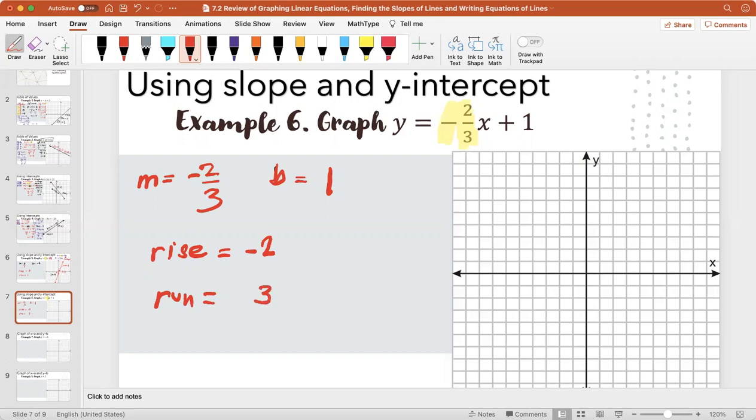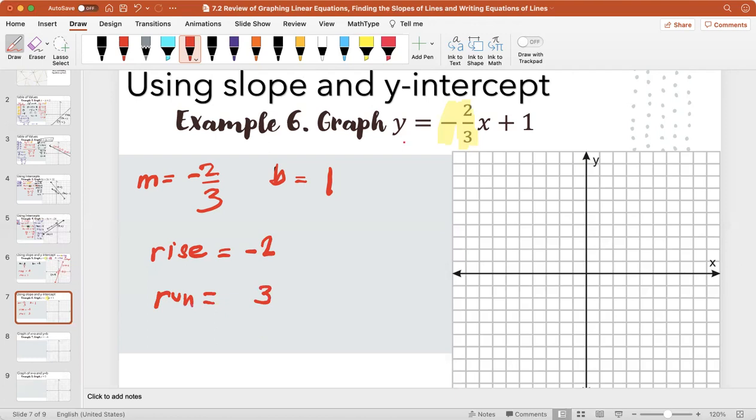You only apply the sign once. Do not apply it to both the rise and run. Okay? Because if you apply it to both, then that means you go down. You want to go down and then go left? No. You only apply your negative to one. You can apply it to your rise or you can apply it to your run, but do not apply your negative sign to both. Okay?